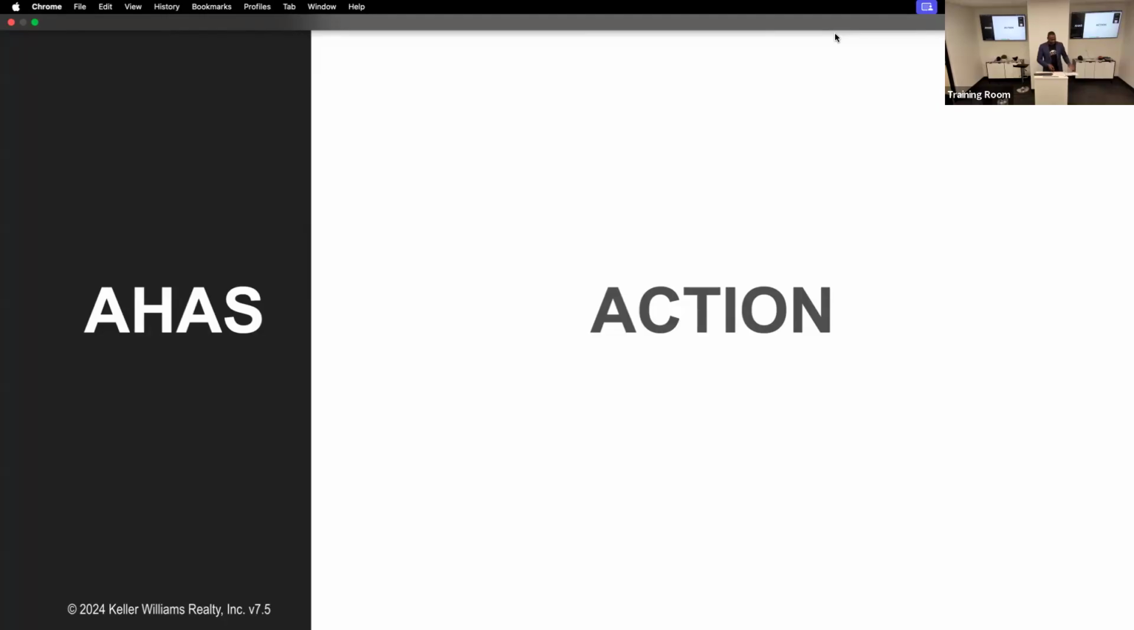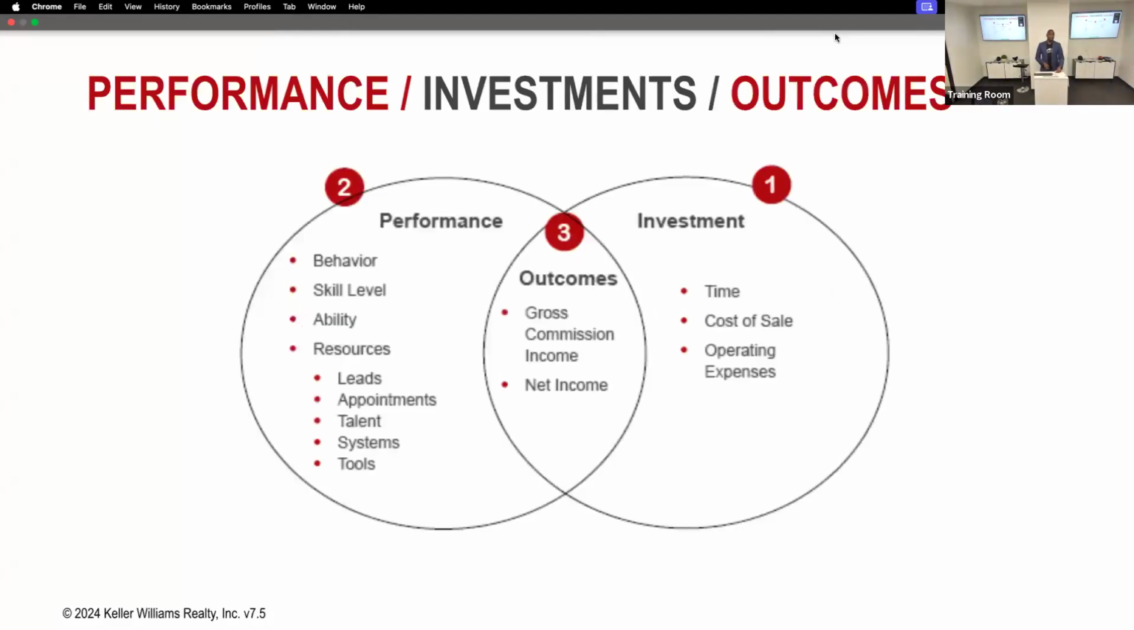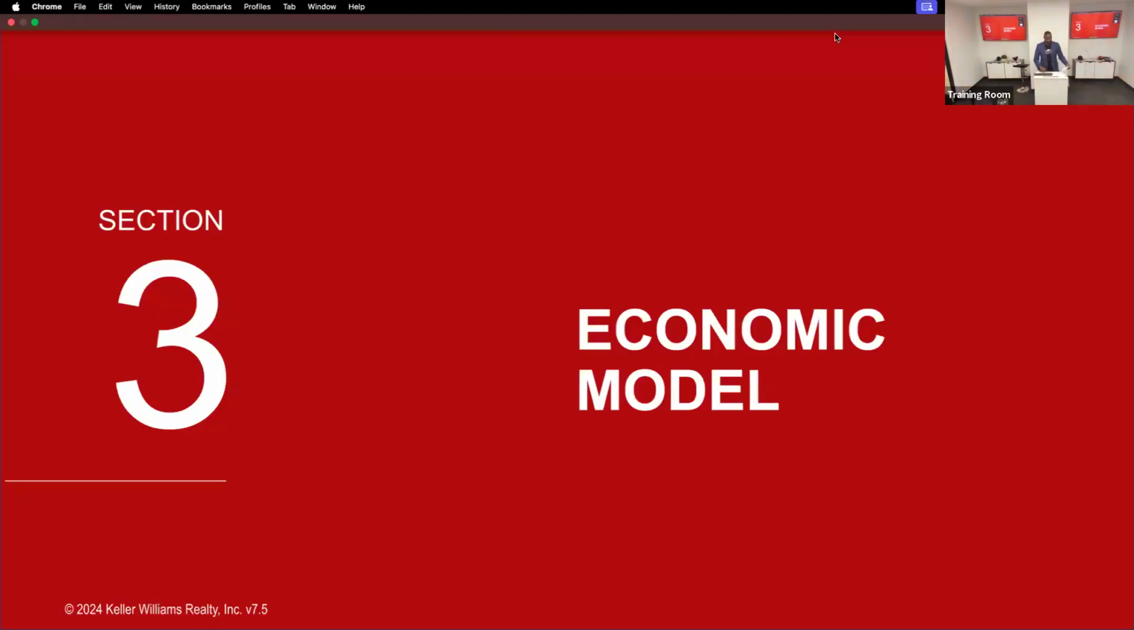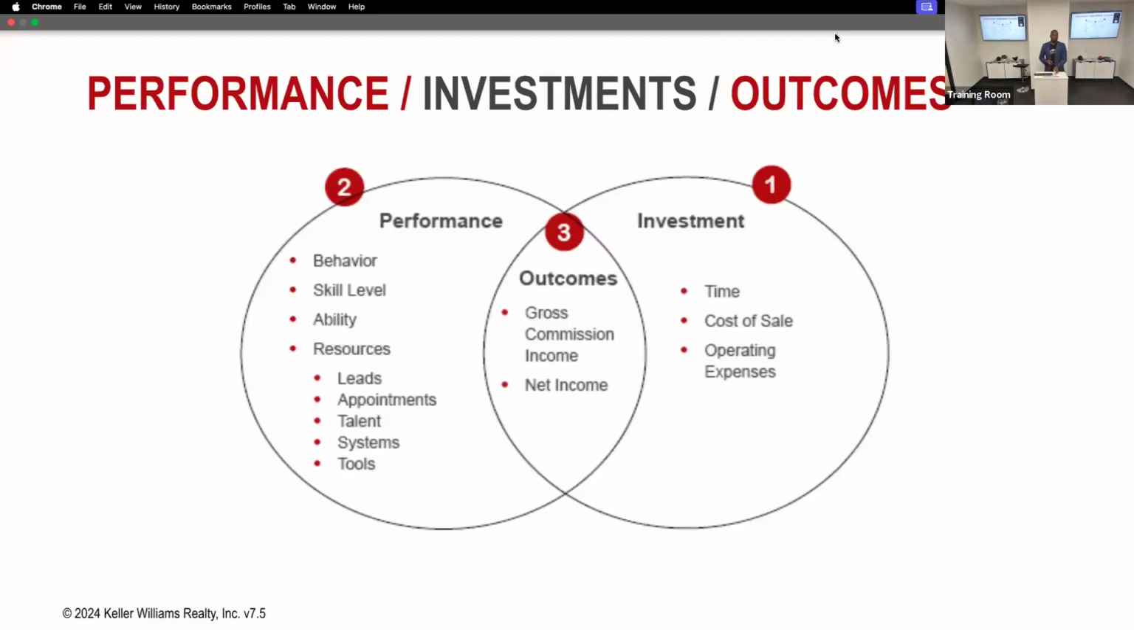All right. So let's jump into it. Economic model right away. You are going to be on page 3, section 3.1. Keeping in mind, this is going to reveal how many units you need in order to make the income that you want to make. We're going to identify areas of improvement. We're going to talk about how to master some of this in your business. We're going to think from a profit first perspective.